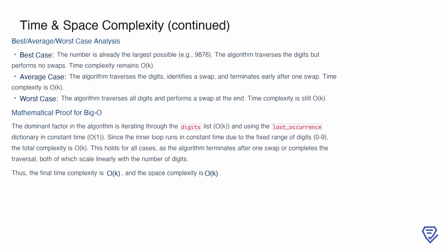To confirm this mathematically, the dominant factor in the algorithm is iterating through the digits list, which takes O(k), while the last_occurrence dictionary allows us to check for swaps in constant time, or O(1).